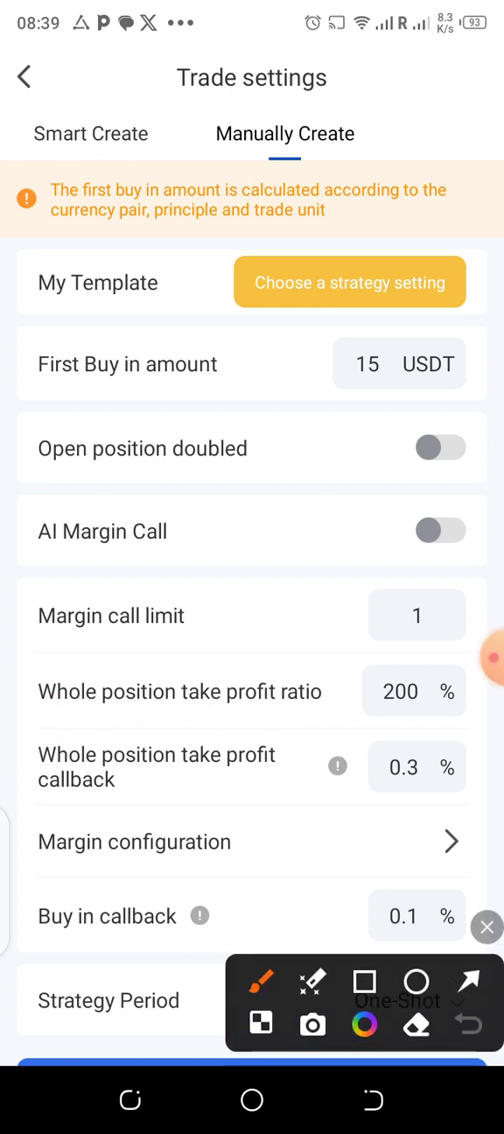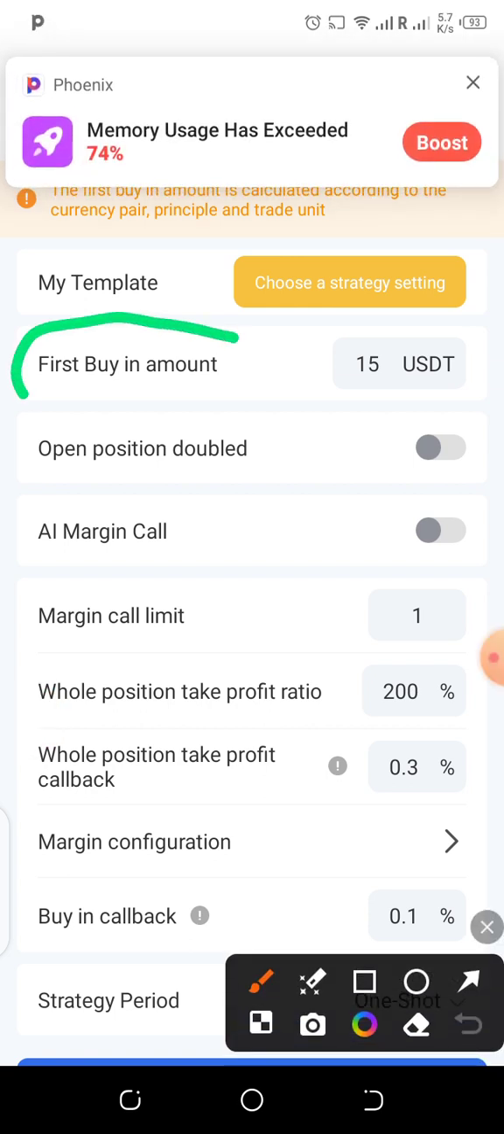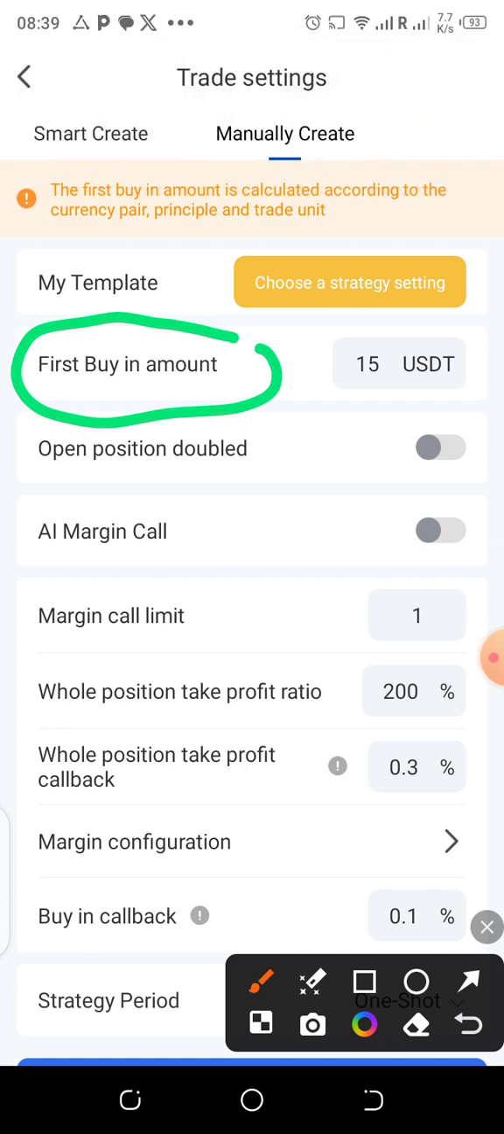Now here they are saying first buy-in amount. So always the first buy-in amount should be not less than $15. That is the first buy-in amount. Open position double: we are not going to turn that one on.